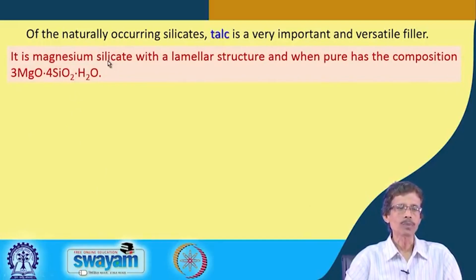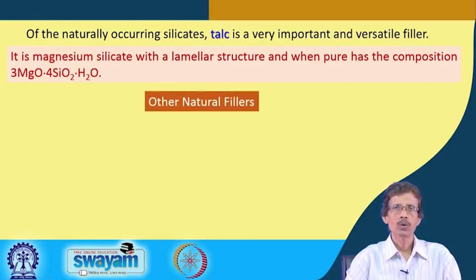So, the magnesium salt of silicate, or magnesium silicate, is what we get. When we write it in this form, 3MgO, 4SiO2 and H2O, basically it is a magnesium silicate. Magnesium disilicate type, the Si2O5 type, can trap some amount of magnesium, and we use it in our regular life, that is the talcum powder. It has a lamellar structure, and when it is pure its composition is typically that of magnesium silicate. So, what would be the other natural types of fillers?